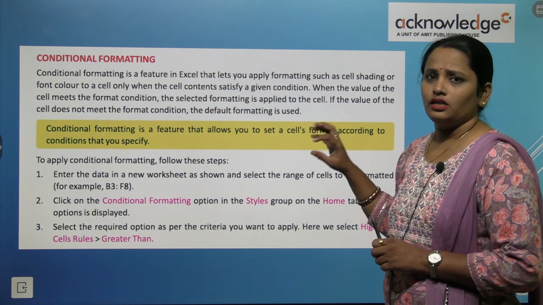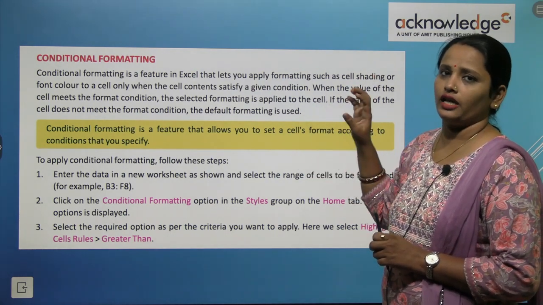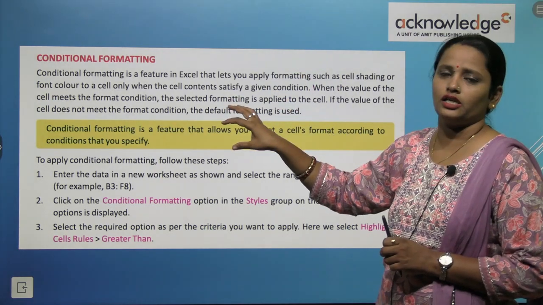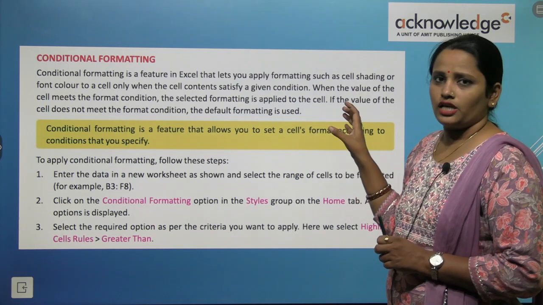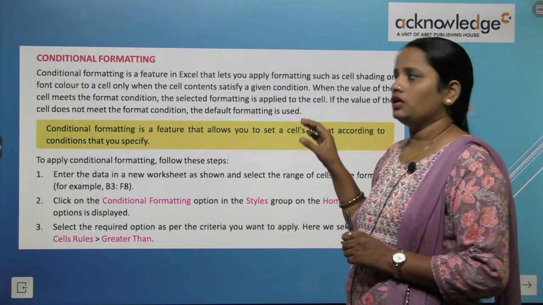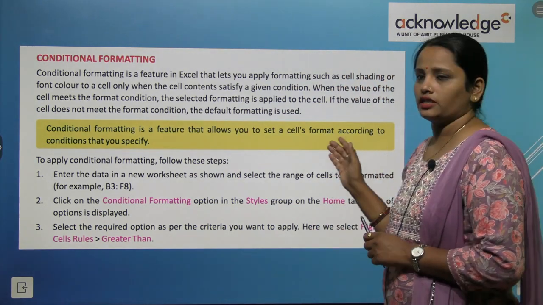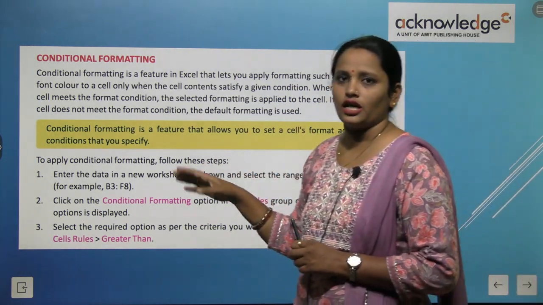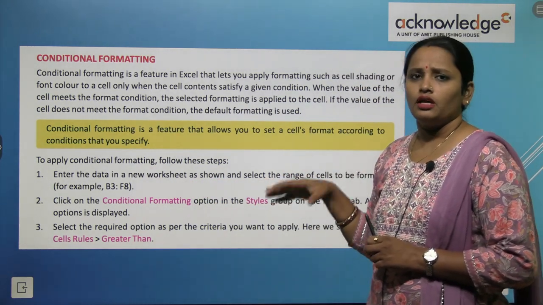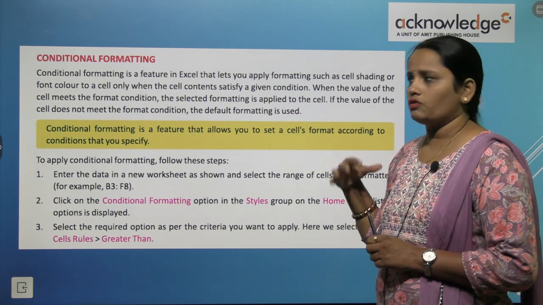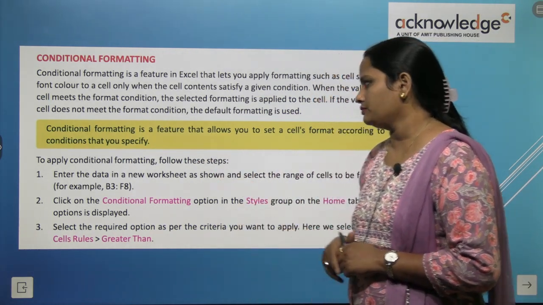So what happens in cell formatting? We can format the data and we can allot different colors to that, and if the answer is yes, that particular color will be given, and if the answer is no, the color will change and it will give us the wrong option. Conditional formatting is a feature that allows you to set the cell's format according to the condition that you have specified. So our worksheet will react according to whatever condition we have applied in conditional formatting. So how can we apply conditional formatting?